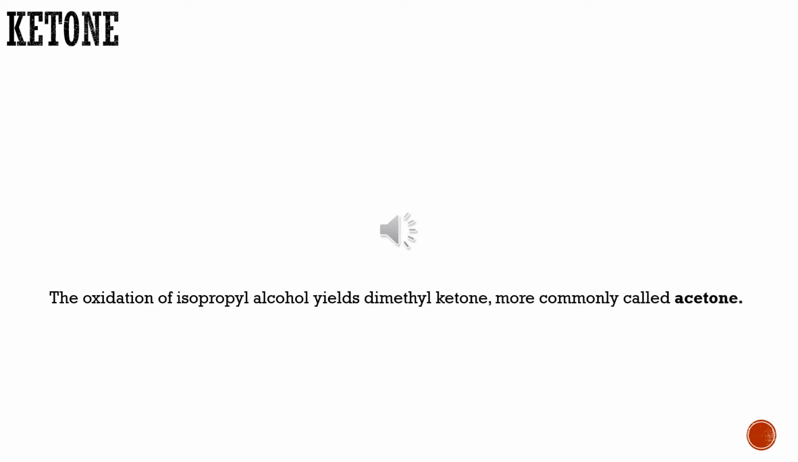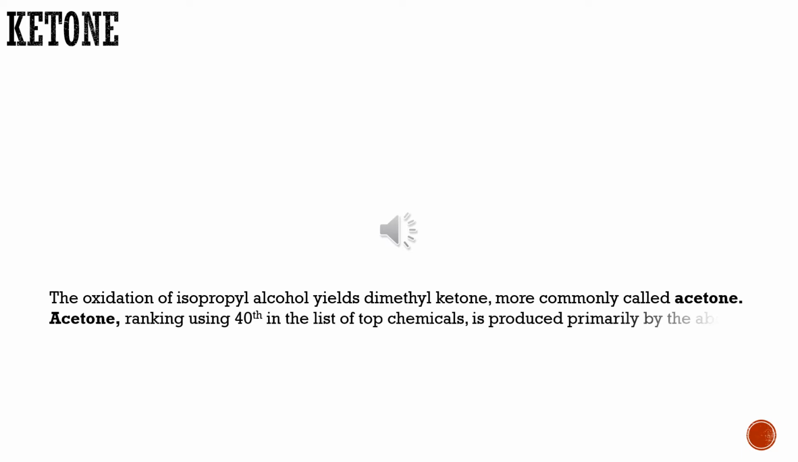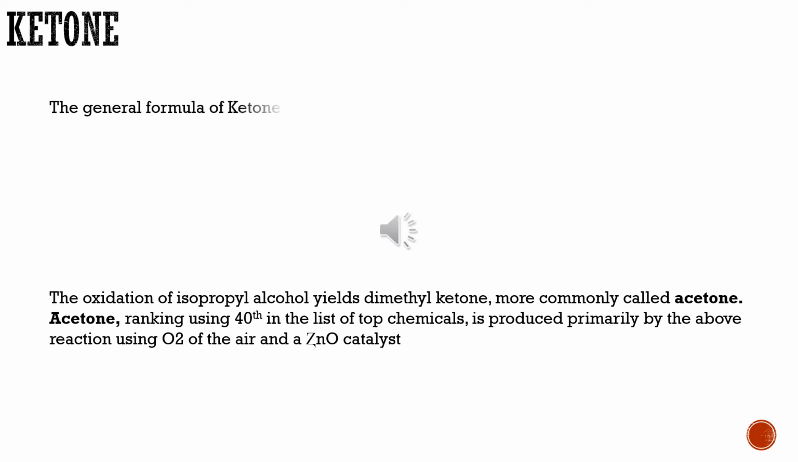The oxidation of isopropyl alcohol yields dimethyl ketone, more commonly called acetone. Acetone, ranking 48 in the list of top chemicals, is produced primarily by the above reaction using oxygen of the air and a zinc oxide catalyst. The general formula of ketone is R single bonded to C, C single bonded to R, and C double bonded to O.